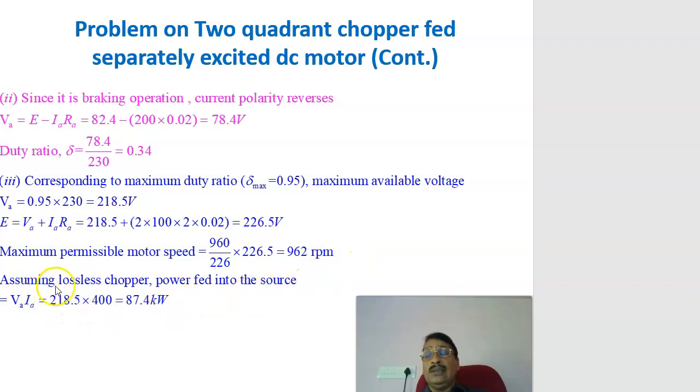Now, assuming a lossless chopper, the last part is the power fed into the source. It is given by V_a into I_a, that is equal to 218.5 into 400, that is twice the rated load current, which is equal to 87.4 kilowatt.